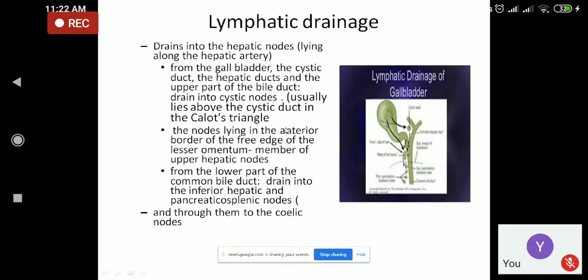Nodes lying in the anterior border of the free edge of the lesser omentum are members of the upper hepatic nodes, and from the lower part into the common bile duct, they drain into the inferior hepatic and pancreatico-splenic nodes. Through these they will drain into the celiac nodes. So you have to remember the cystic nodes, which are near the Calot's triangle, and the pancreatico-splenic nodes, and they all will go to the celiac nodes.